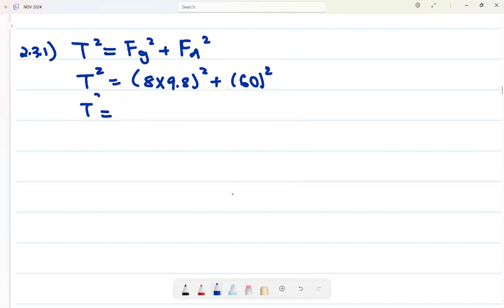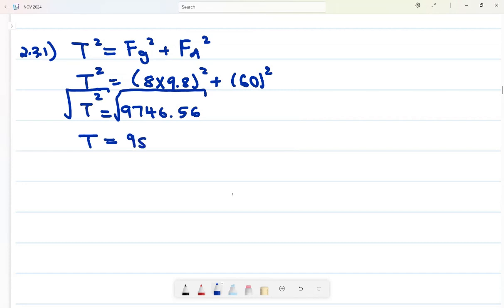Okay, let me just say T squared is equal to 9,746,56. And then when you square root both sides, you get that T is equal to 98.72 newtons. Okay, yes. And then let's move on to 2.3.2.